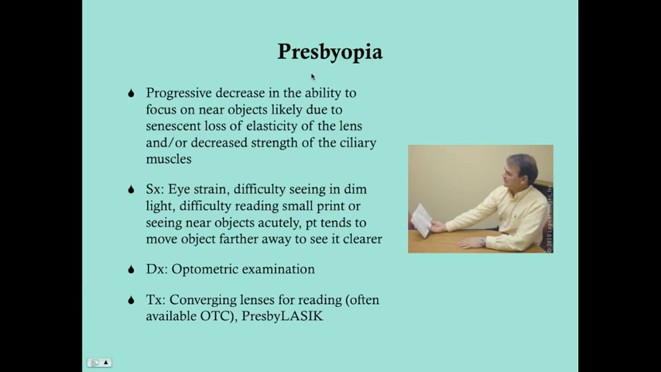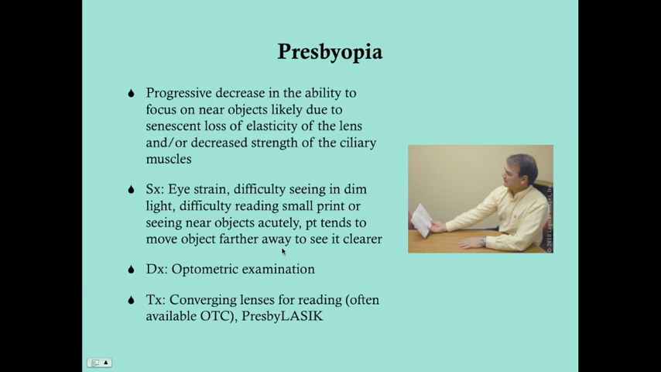So the symptoms of presbyopia: it's an older patient, they have eye strain, difficulty seeing in dim light. Remember that the ciliary muscles are also responsible for increasing the pupil size, and so if those muscles are weak, it's going to be difficult to allow more light in. Difficulty reading small print or seeing near objects close up, and the patient will tend to move the object farther away to see it clearer.